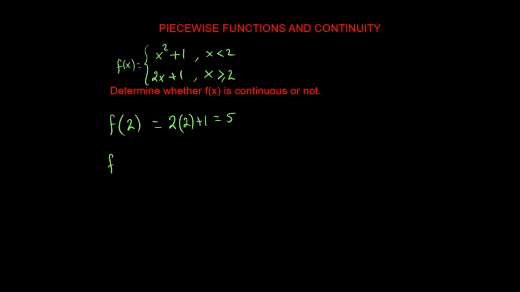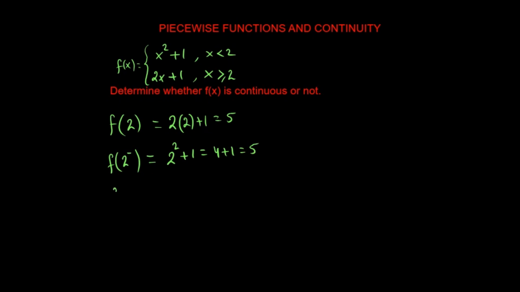Now, find the value of the function just before 2, and we write it as 2 minus, just before the function becomes 2. So right before 2, the function is given by x squared plus 1. You plug in 2 for x, it becomes 2 squared plus 1, which is 4 plus 1, 5.